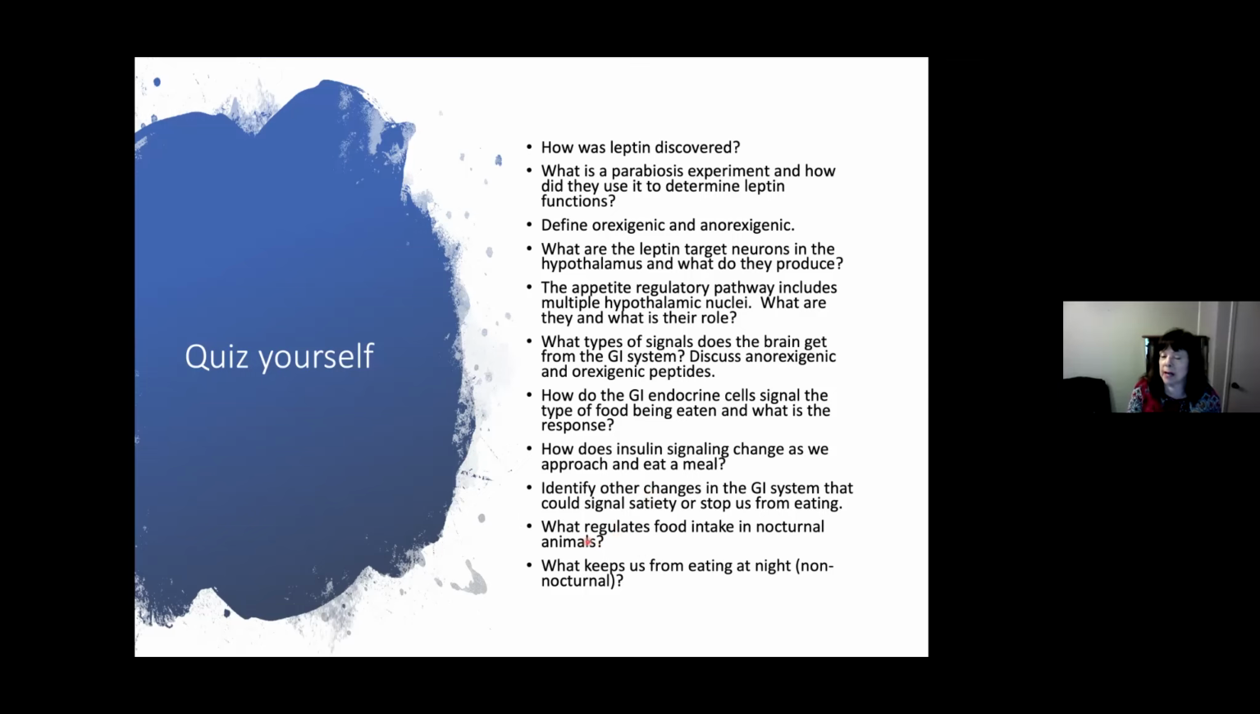How does the suprachiasmatic nucleus get involved? And then what about what keeps us from eating at night? We're non-nocturnal, but we definitely have a rhythm of leptin secretion, which will keep us from eating at night. So I think that's it.